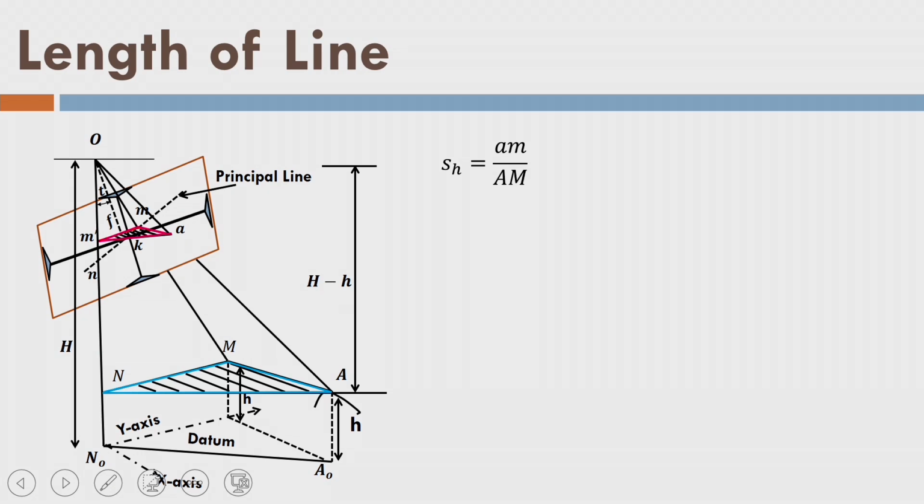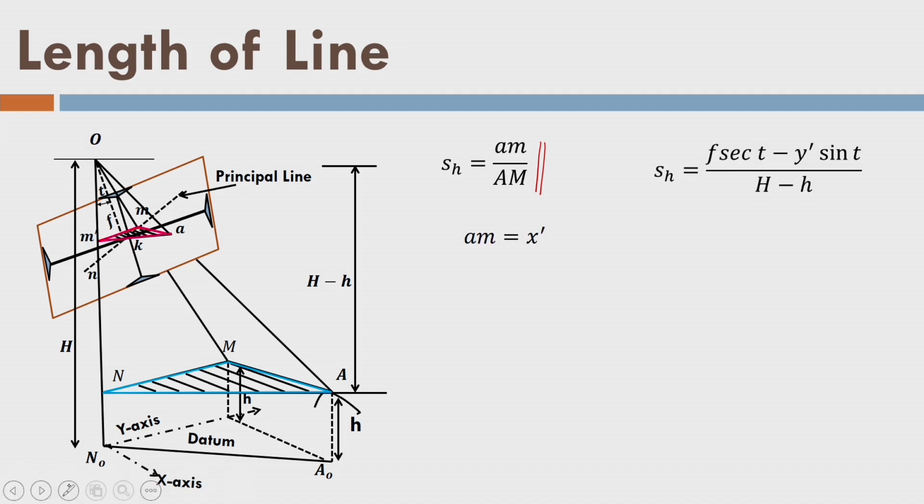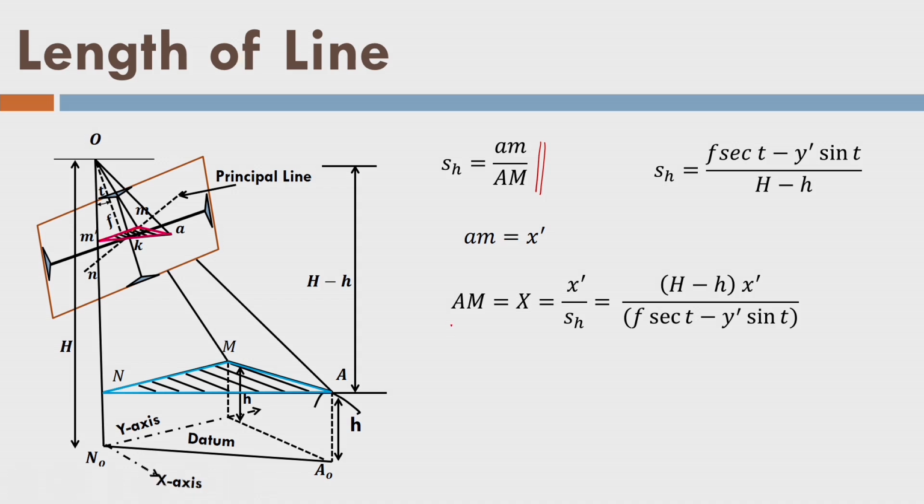So, in this horizontal plane I am defining triangle M dash M A as we did in the previous slide also. SH is equal to AM by AM. You can see now we are defining the scale of the tilted photograph here. So, AM is this distance in the red triangle. AM is equal to x dash perpendicular to the principal line which is y dash in the photograph. So, I can write that AM which is the x coordinate here in this x and y axis system. This is my y axis.